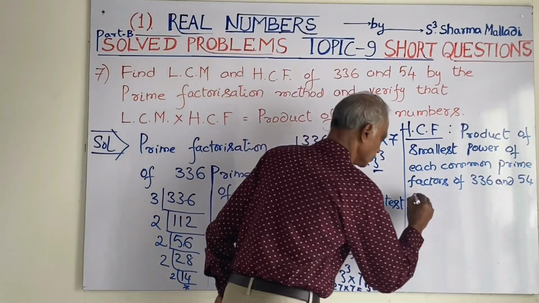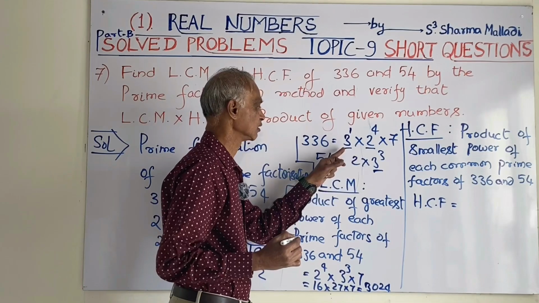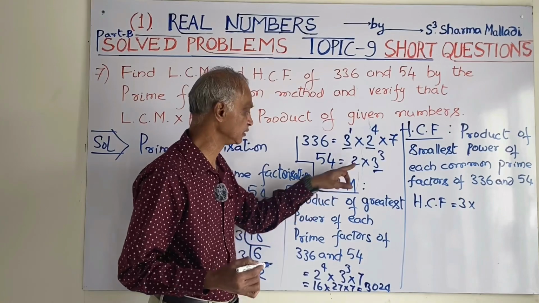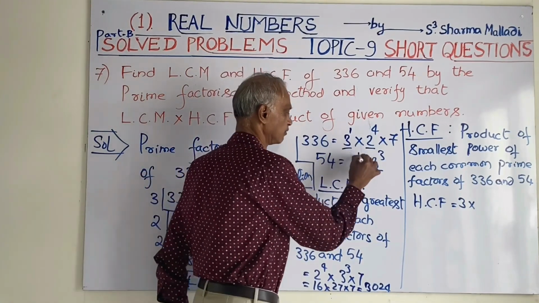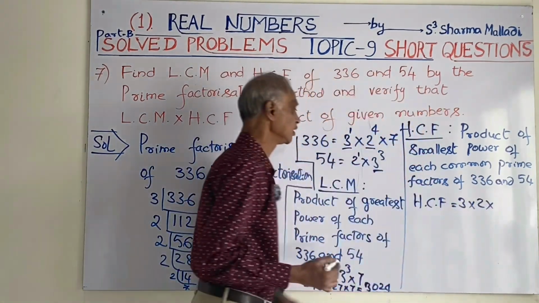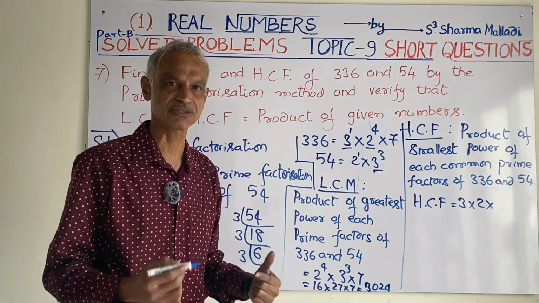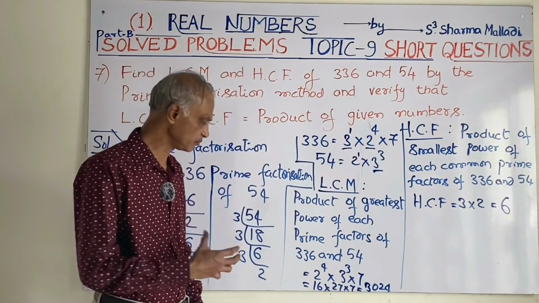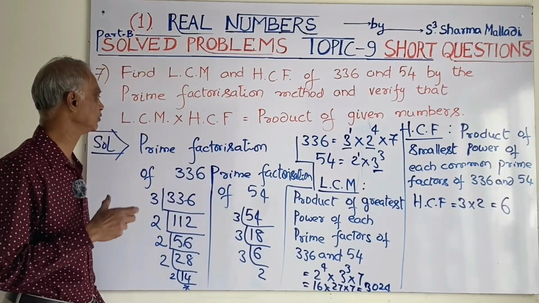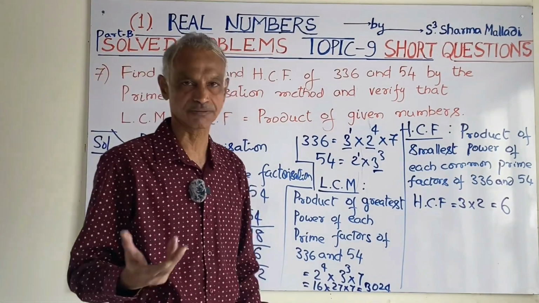HCF is equal to, we have to take the smallest power, means 3 you take 3. What is the smallest power in these two? 2 is the smallest power. 2 is there, 2 to the power of 4 is there. You must take 2. And you see 7 is not common in 336 and 54. That's why we should not take 7. LCM is 3024 and HCF is 6. Now what I have to do? We have to prove the product of LCM and HCF is equal to the product of the given numbers.